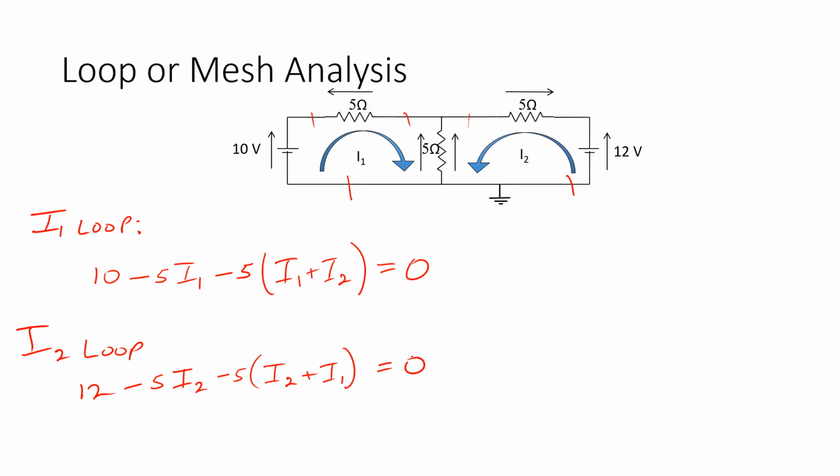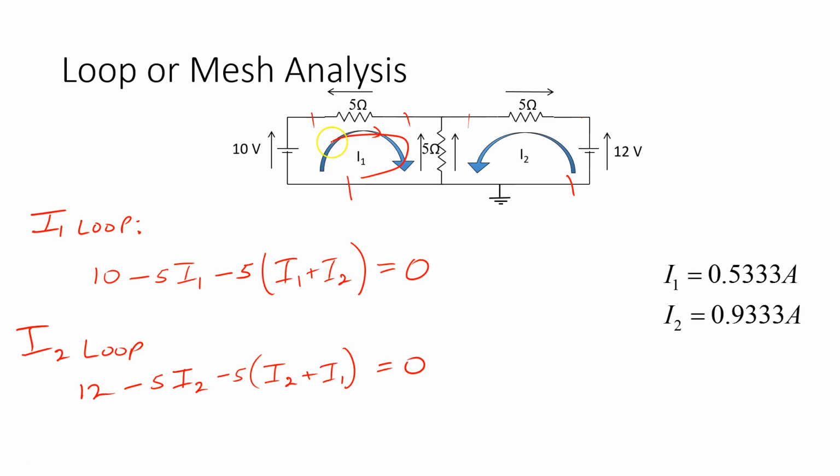And now I have my two equations with two unknowns that I could solve simultaneously, and I should get I1 is 0.533 amps and I2 0.933 amps. Now I could have gone the other way as well. I could have started at this point, and instead of going this way, I could have gone the other way.